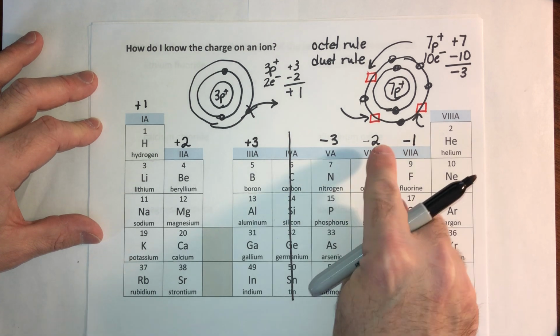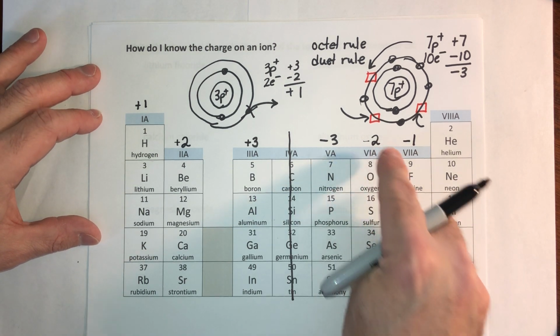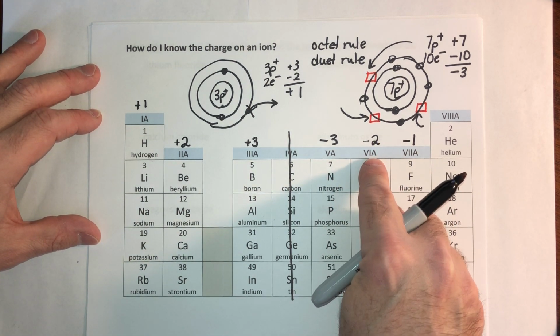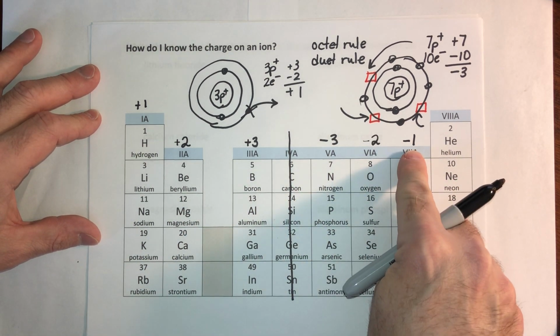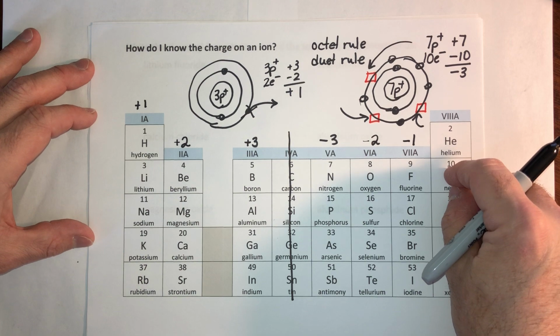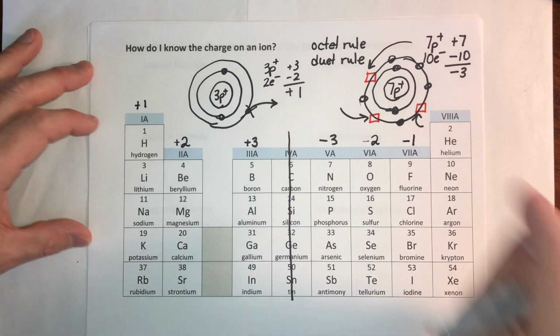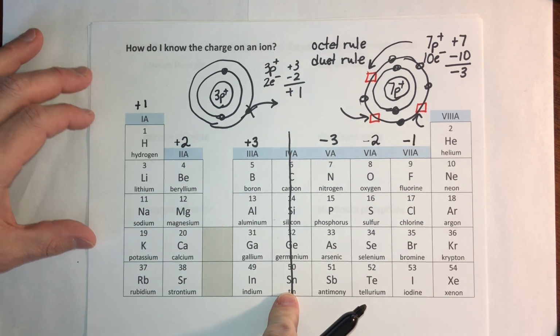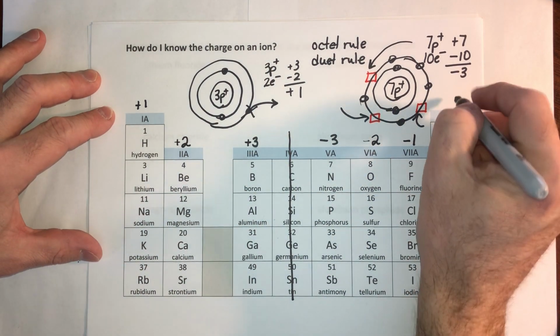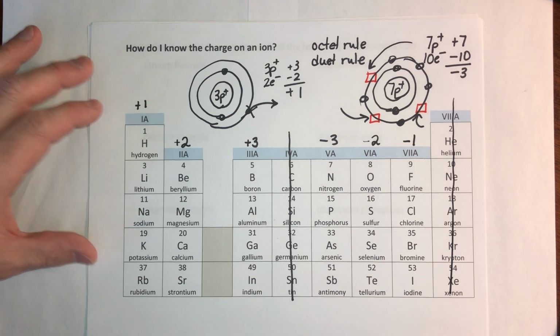Group 6 will have a charge of -2 when it becomes ions, because if you have 6 valence electrons, you need 2 more. And if you're in group number 7, you only need 1 more electron to give you an octet. So these ions will all be -1 charged. We skip column number 4 because they really don't make ions. And we skip column 8 because they also don't like to make ions.